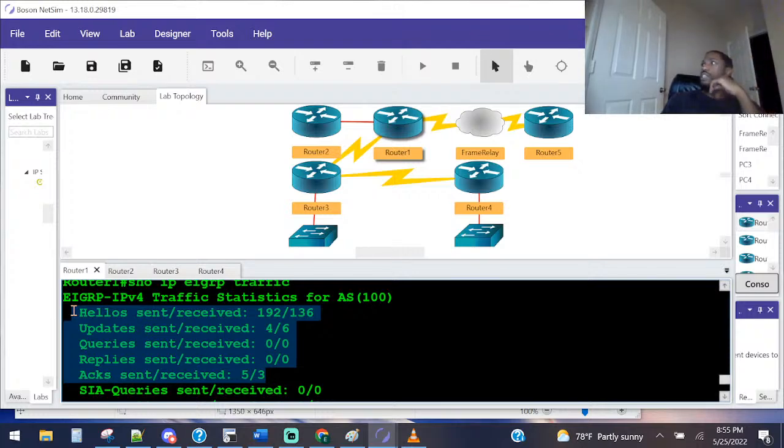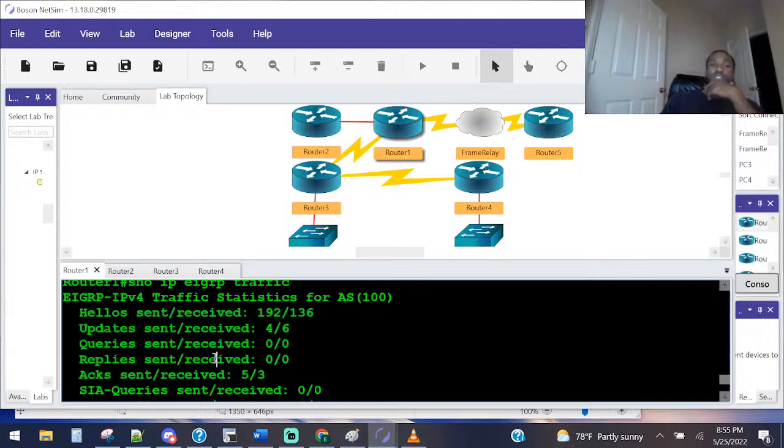What was the question? Display the ones that are sent and received. So yeah, that's pretty much all of them. How many hellos we sent? We sent 192. We received 136.